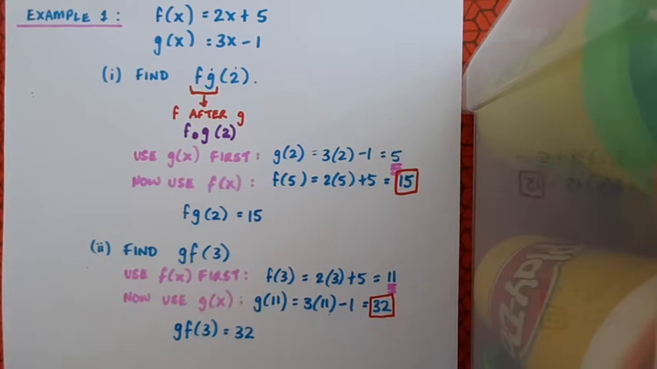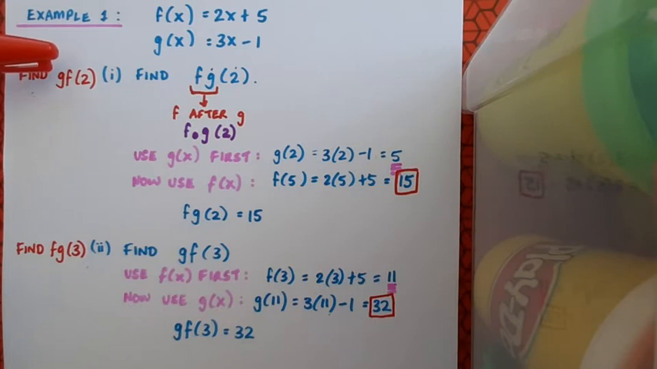The order in which I apply my functions matters. At this stage, go back and redo part 1 and part 2, except the other way around. Find g after f of 2, and find f after g of 3. Pause the video while you do this, and then play to see if you got your answers correct.